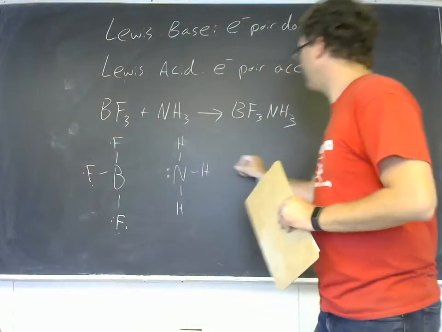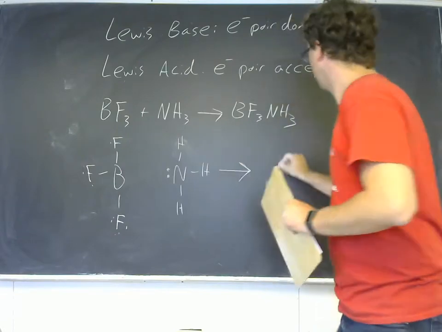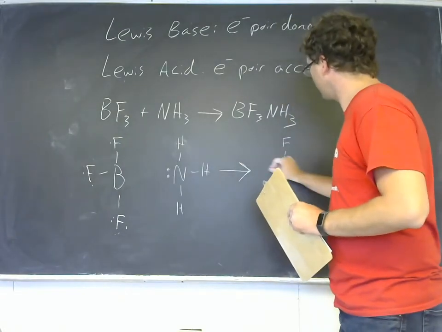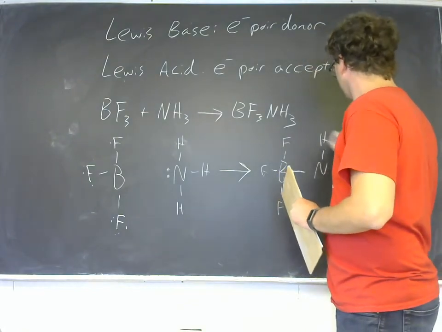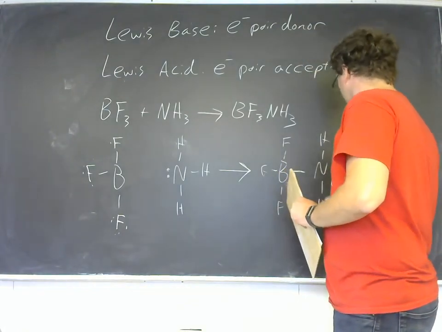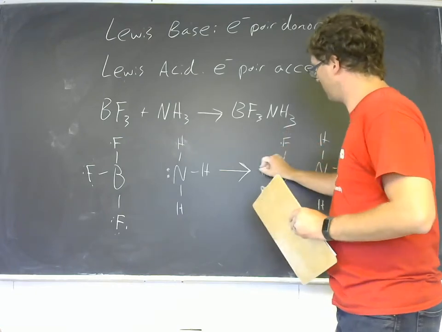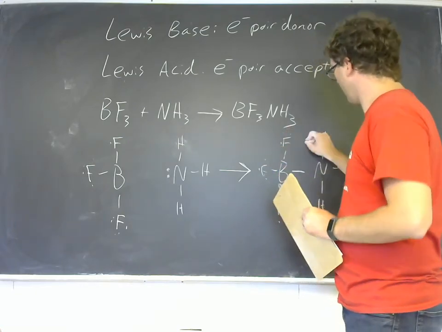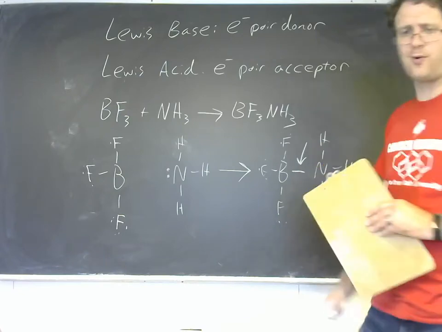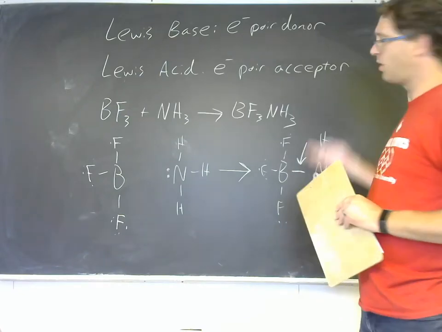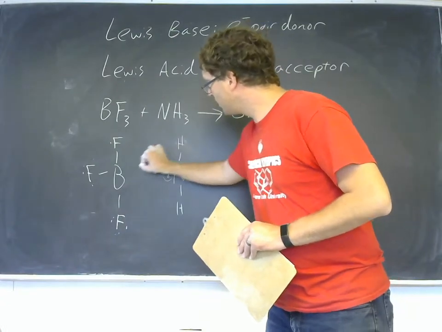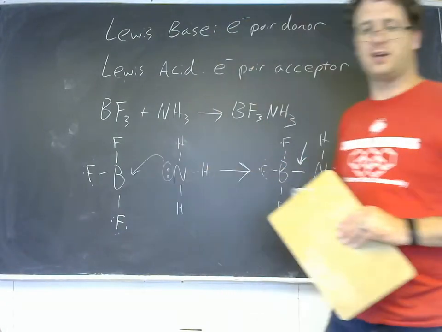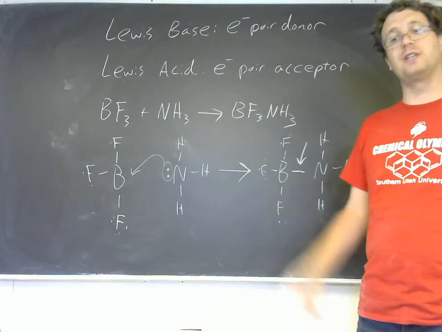And they are going to form BF3NH3, and this is the new bond that is formed between them. It is a coordinate bond, and it is formed by the nitrogen sharing both of its electrons.